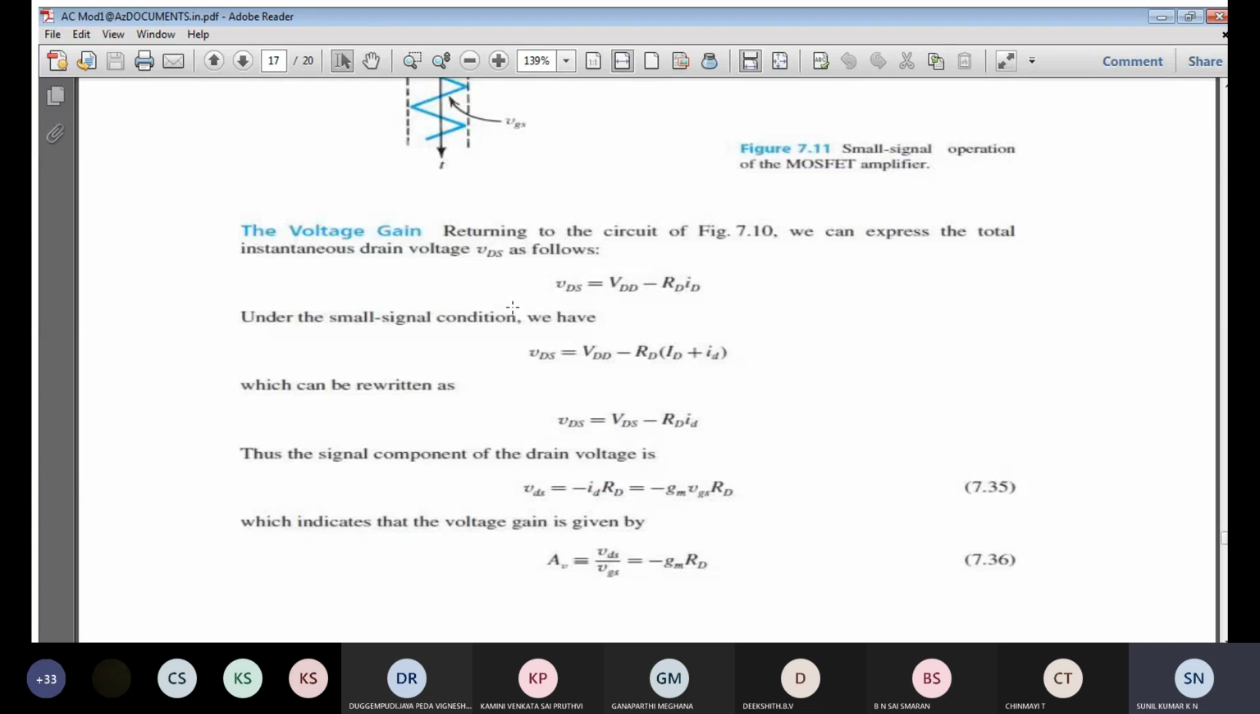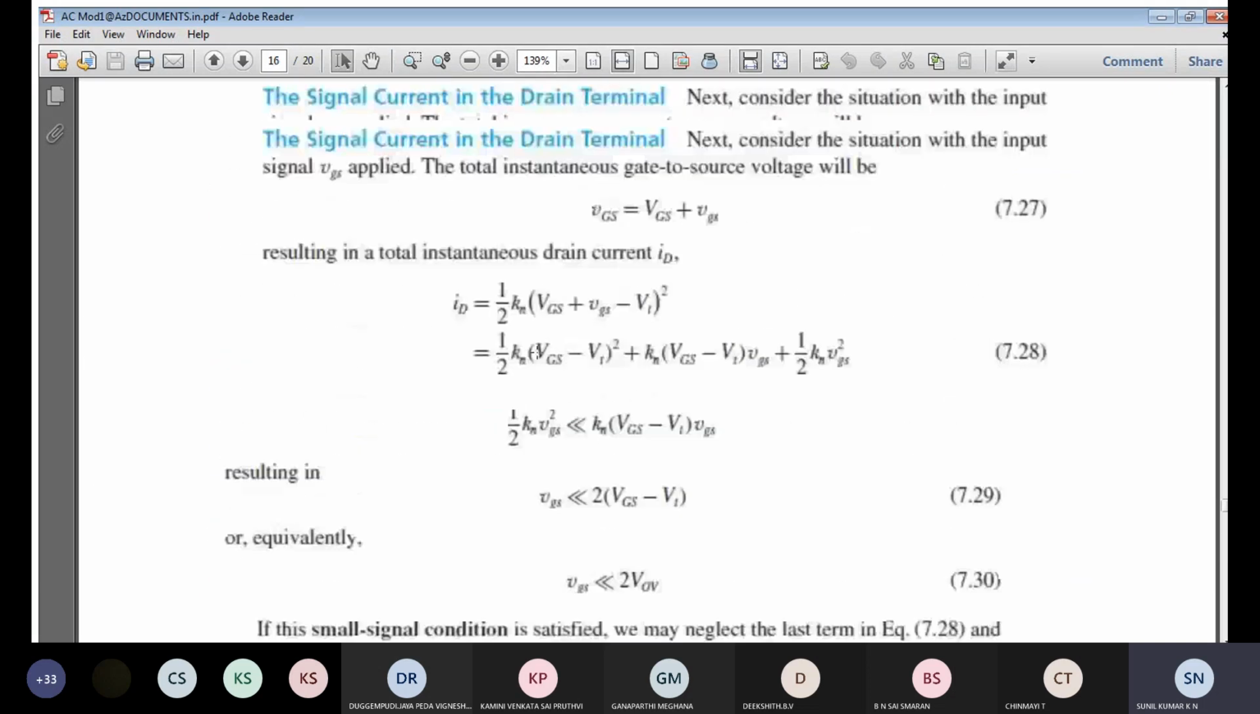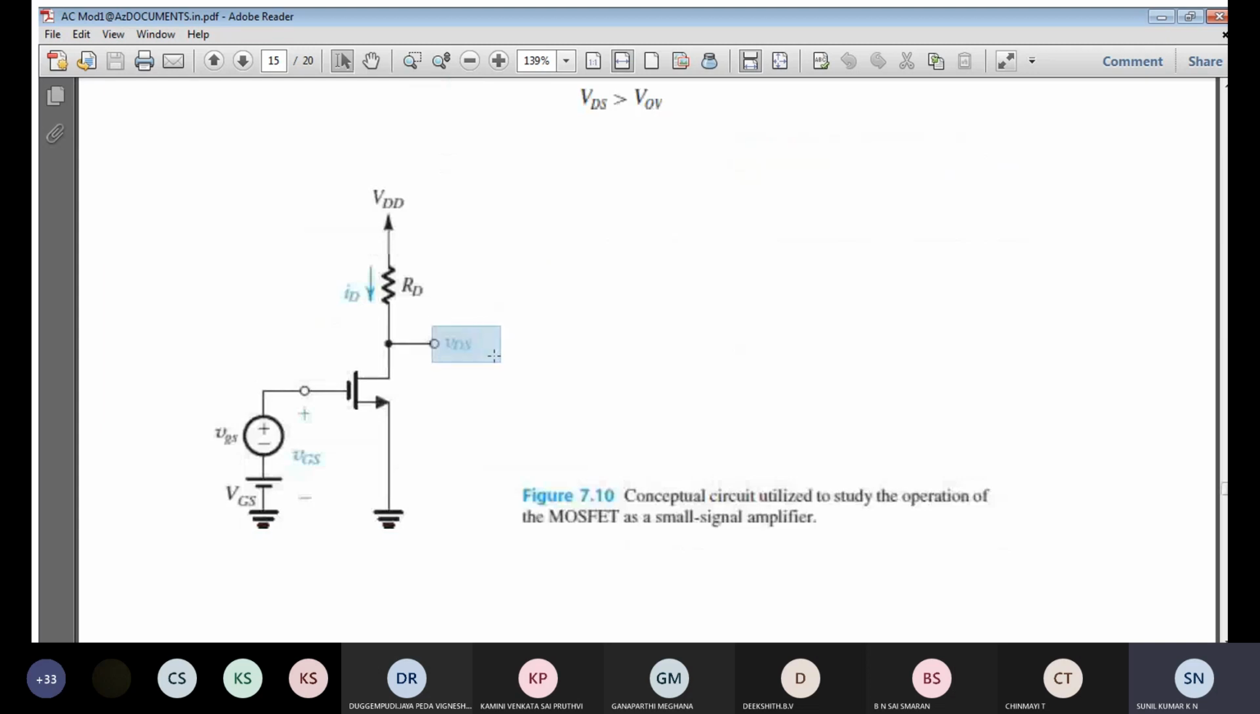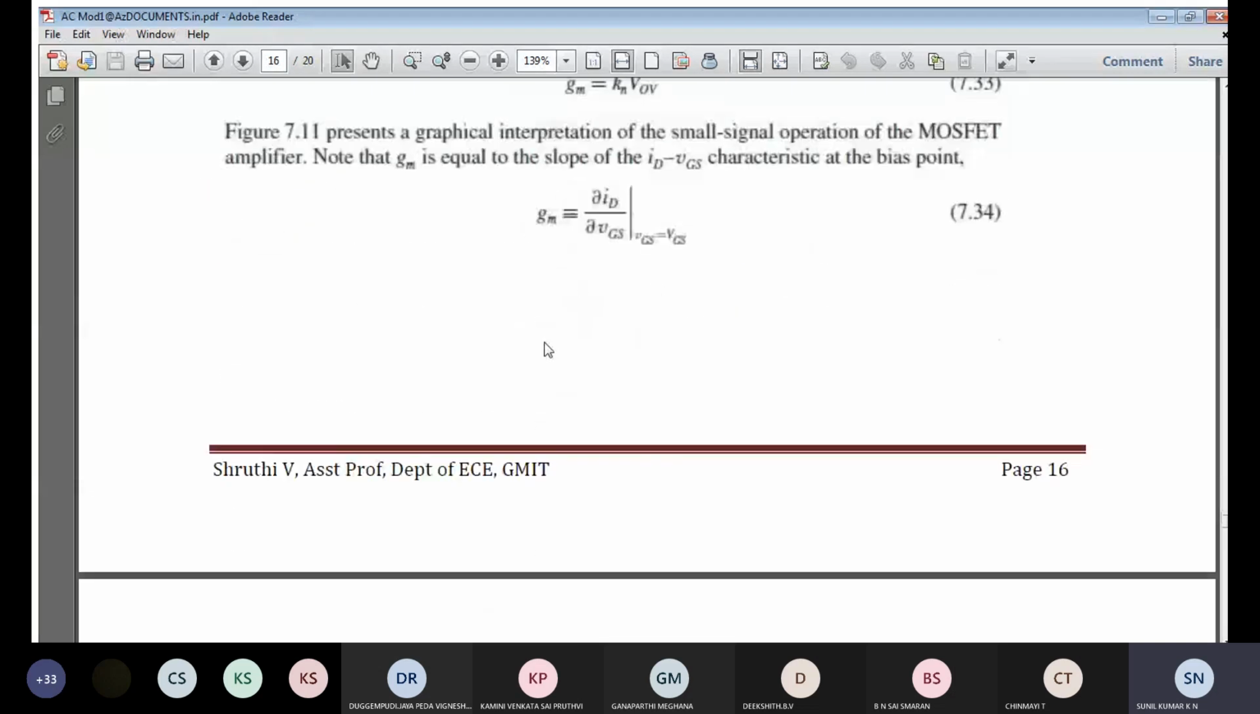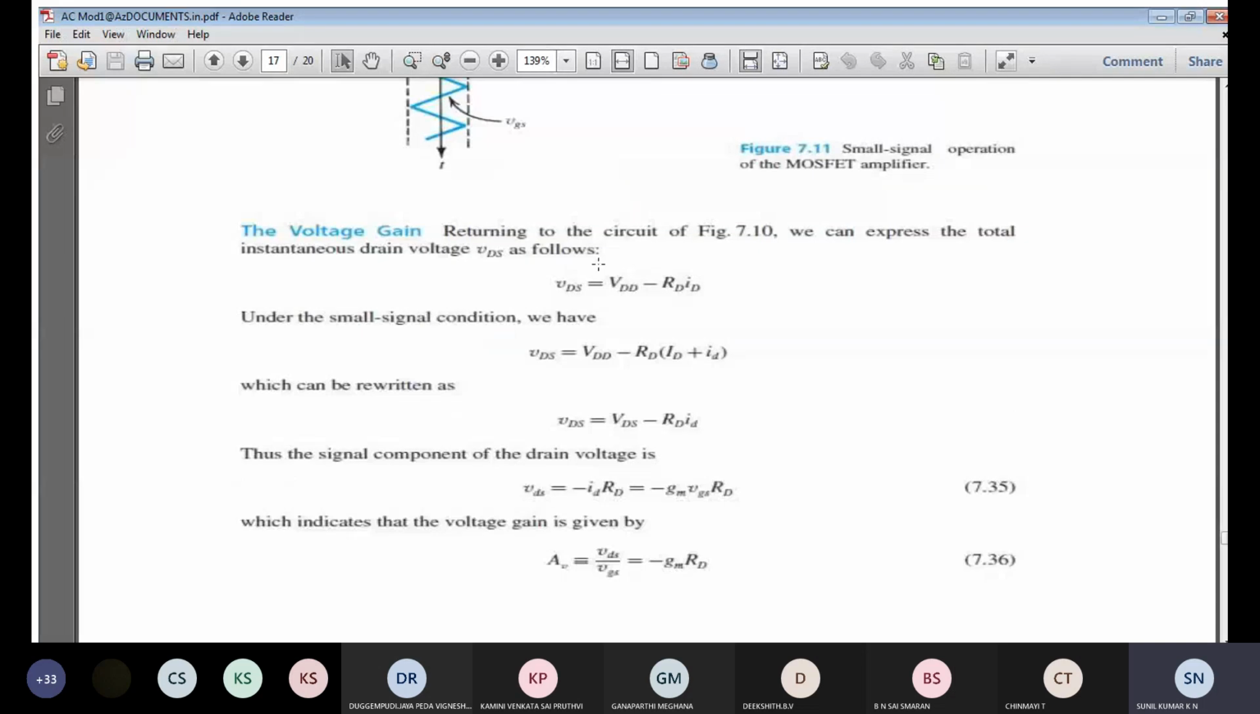In order to find out the voltage gain, we need to know what the output voltage is. So returning back to the same circuit as shown in the figure, you can see the output voltage is nothing but the drain to source voltage. So what is this drain to source voltage equal to? This is the instantaneous value of the drain to source voltage, which is equal to VDD minus ID into RD. The same thing we are going to write over here. So VDS will be equal to VDD minus RD into ID. Here ID is the instantaneous value of the drain current, and VDD is the power supply voltage. So VDD minus RD into ID gives the instantaneous value of the drain to source voltage.